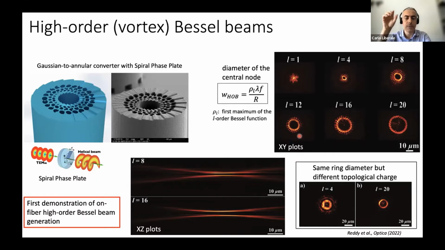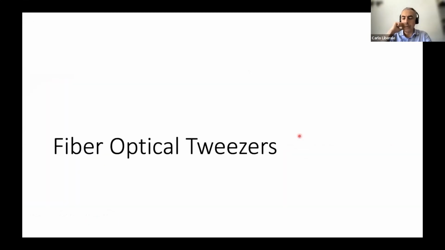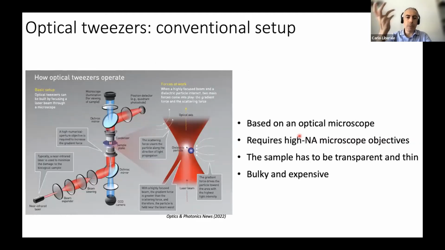The third application for this kind of structure is fiber optical tweezers. As you probably know, an optical tweezer is a device which is typically implemented with an optical microscope with a high numerical aperture objective, because the key point is that you need a high intensity gradient of the beam, which creates what we call gradient forces, which are basically exploited, because dielectric particles are typically attracted by the high intensity part of the beam.